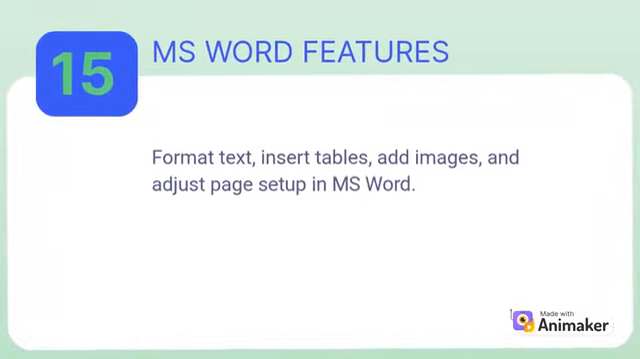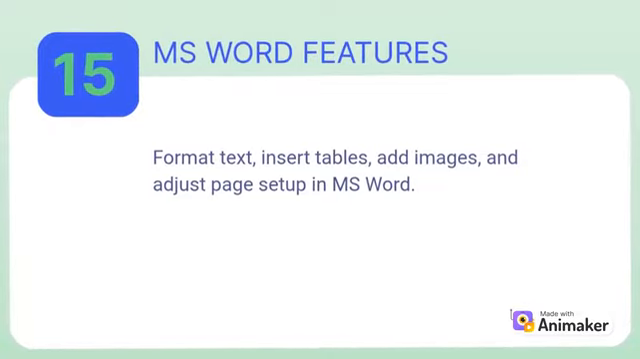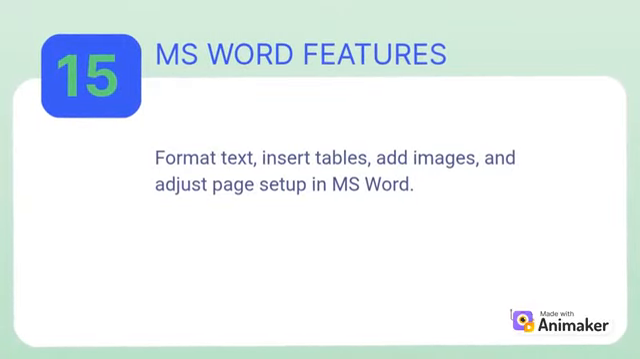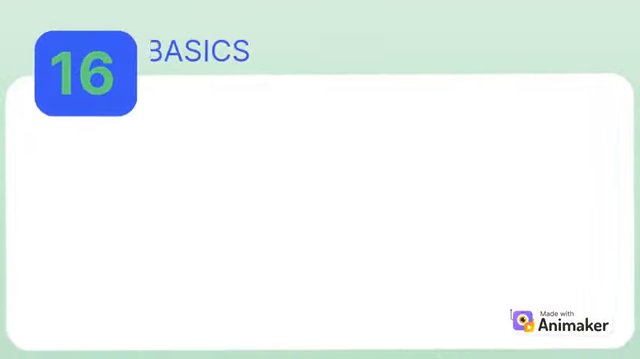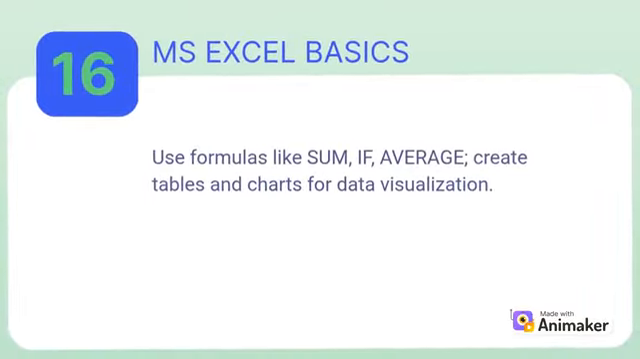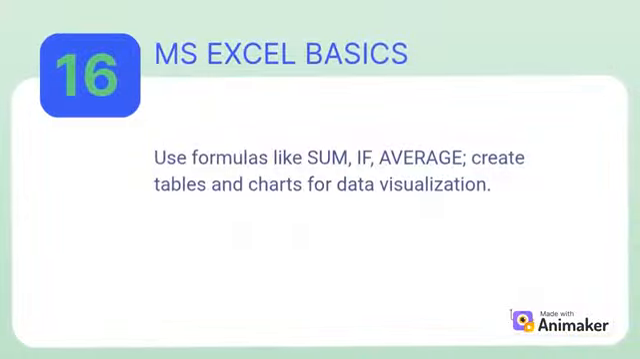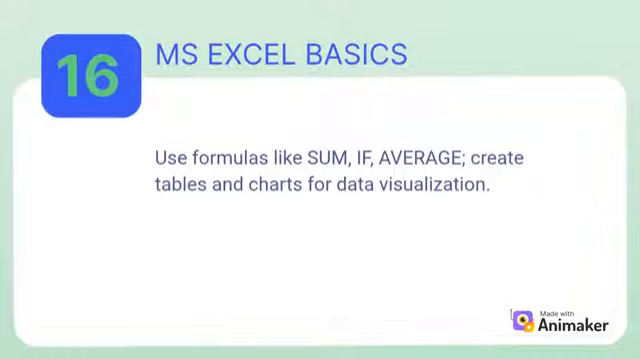In MS Word, format text using the toolbar for bold or italics. Insert tables to organize data. Add images from the Insert tab, and adjust page size and margins from the Layout menu. In MS Excel, use formulas such as SUM to add numbers, IF for conditional logic, and AVERAGE for calculating means. Create tables and insert charts to visualize your data.